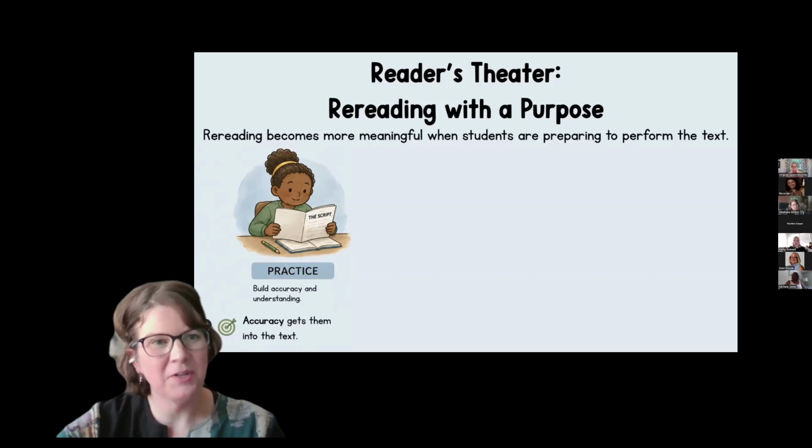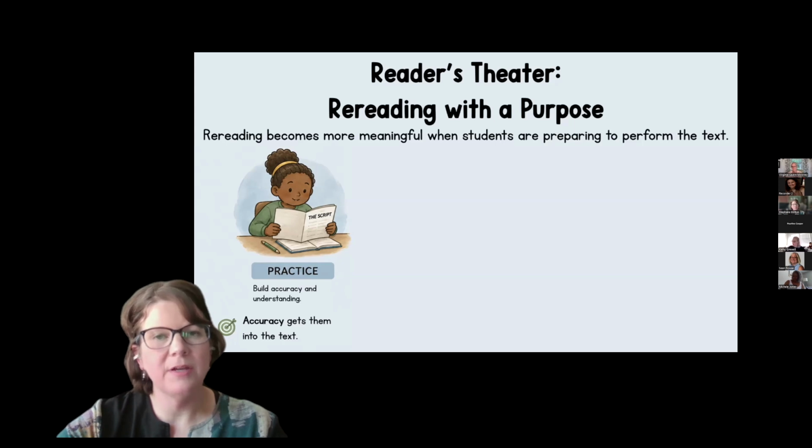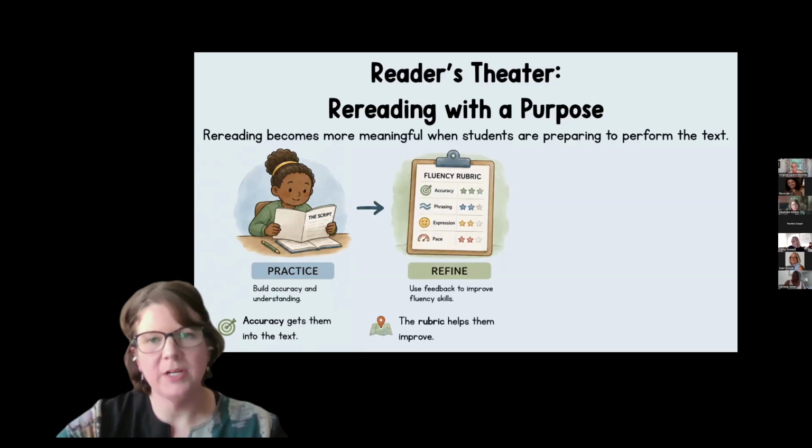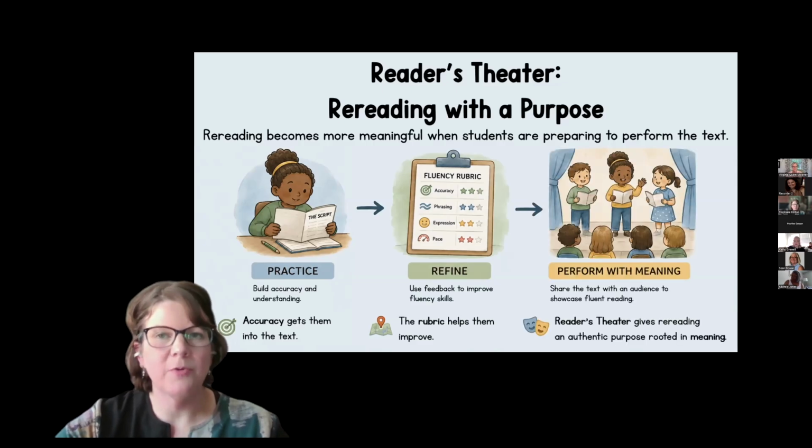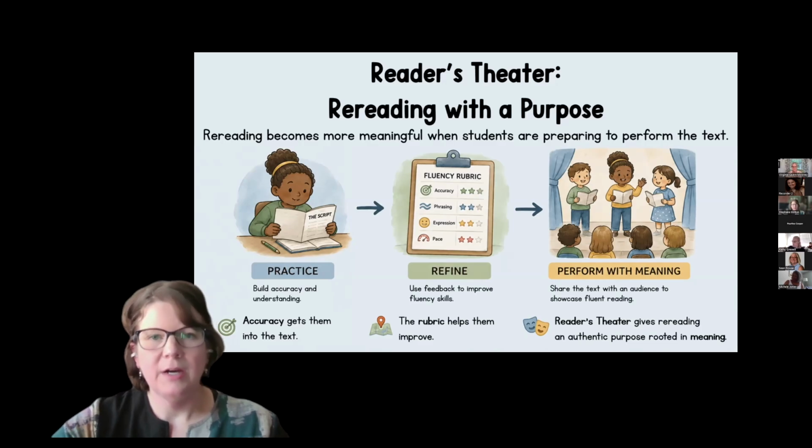So at first, we focus on accuracy. We're back to strategy one. Students read first for accuracy and understanding. Some students may be able to do that part independently. Others may need that support that we talked about in our first strategy. And then students practice reading their lines and they reread with different students and they can refine the fluency using feedback. And that fluency rubric can come in handy for that process. And the ultimate goal is that they're performing the Reader's Theater script for an audience to showcase fluent reading.